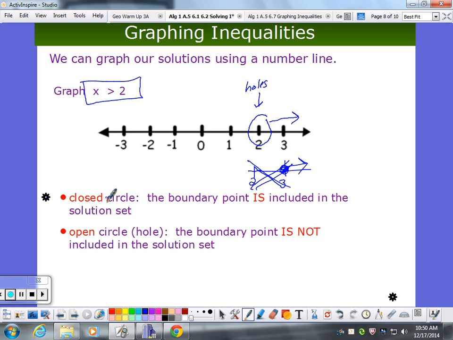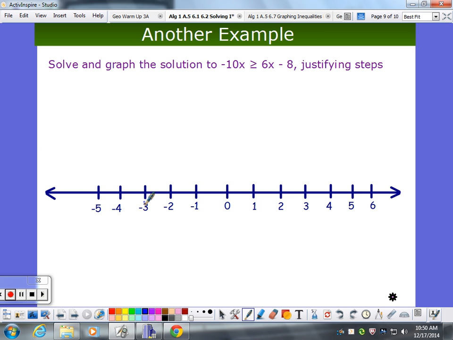Closed circle is when it is included. So that would be X bigger than or equal to 2. You would close up that hole because it counts. It is a solution. All right, I think you did that too. Should we do this one real quick? Negative 10x. I'm going to justify steps because that's the new bit. So how do I get there? I'm going to subtract 6x, right?